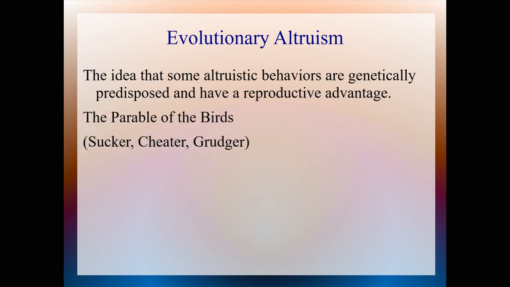And then finally, we're going to talk about evolutionary altruism. This is the idea that some altruistic behaviors are genetically predisposed and have a reproductive advantage, so that morality may have helped us survive as a species. That's the idea. Now we're going to talk real briefly about what's called the parable of the birds, a thought experiment to help illustrate this and how some kind of altruistic behavior might help with survival. So imagine for me that there's an isolated island and you've got a flock of birds.